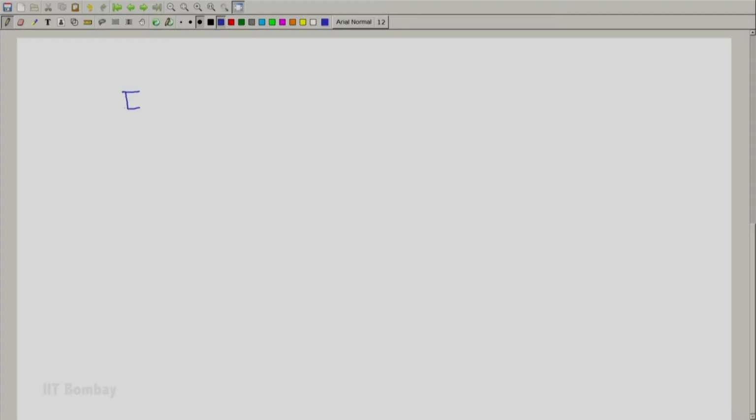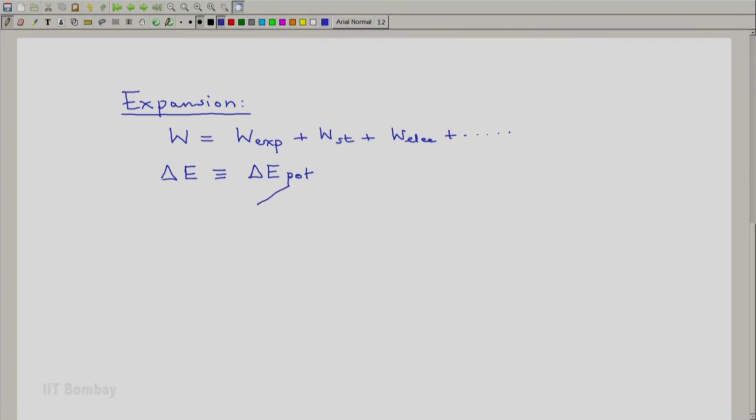Another aspect to remember is the expansion. We should remember that the work interaction is made up of a number of modes. In the general case, we would have expansion work plus stirrer work plus electrical work plus what have you. Okay. Similarly, delta E can be expanded into change in potential energy. Again, this potential energy could be change in potential energy due to gravity, change in potential energy due to change in electric field, change in potential energy due to magnetic field, plus what have you, plus change in the kinetic energy, plus there could be other components defined by other branches of physics.